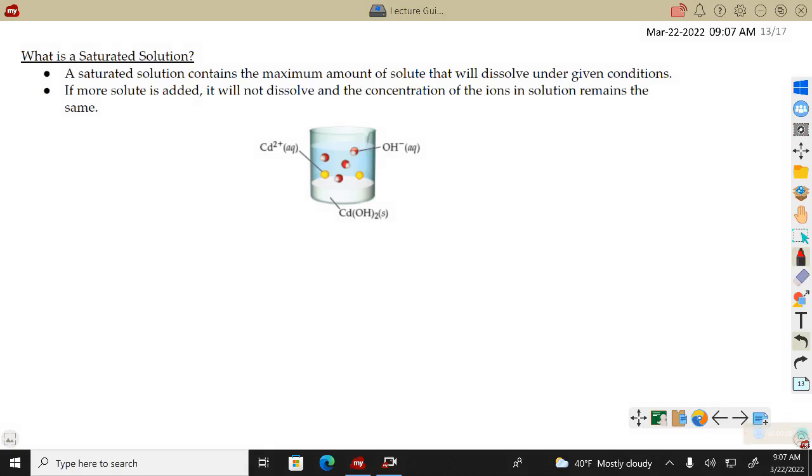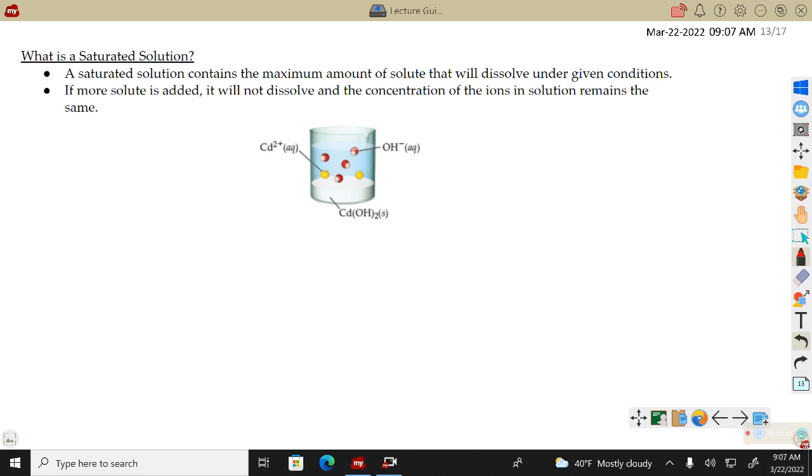There's one final vocab term that we should mention in reference to solubility, and that's this term saturated. A saturated solution contains the maximum amount of solute that will dissolve under given conditions. Given conditions will probably include temperature.